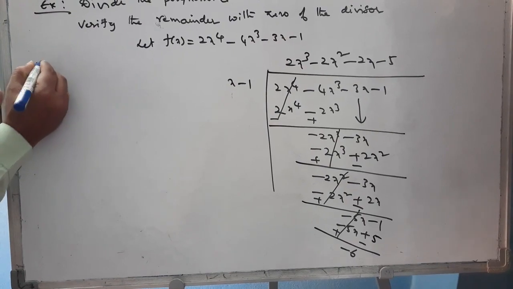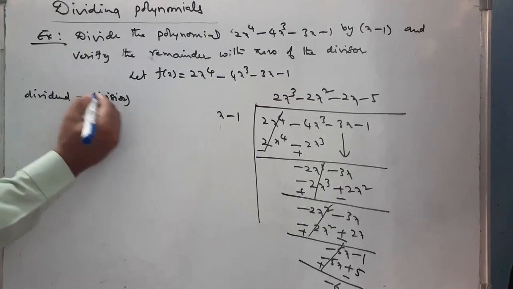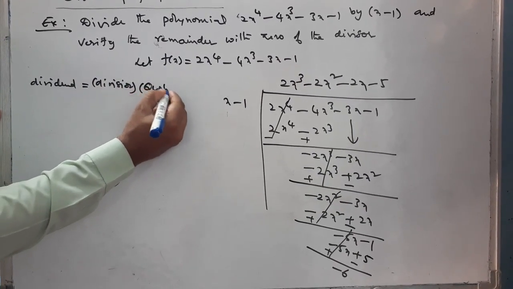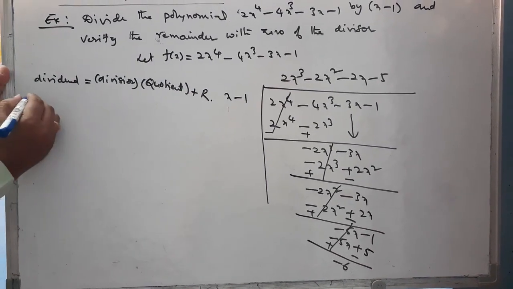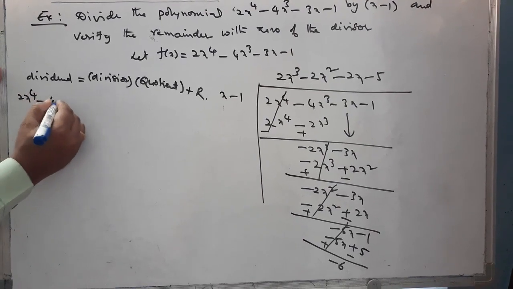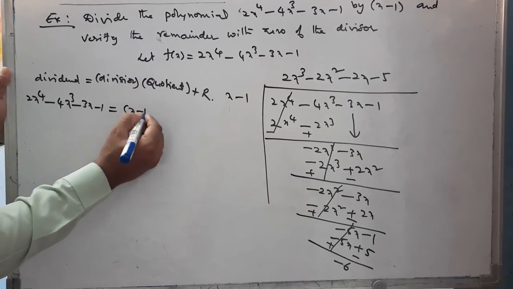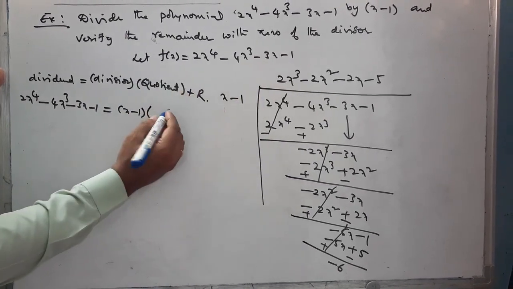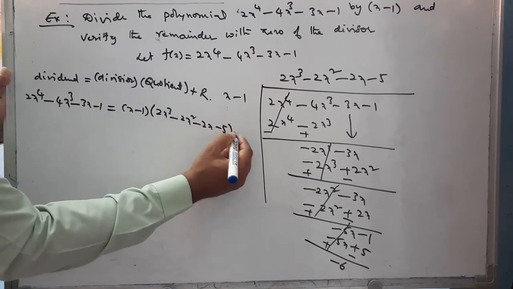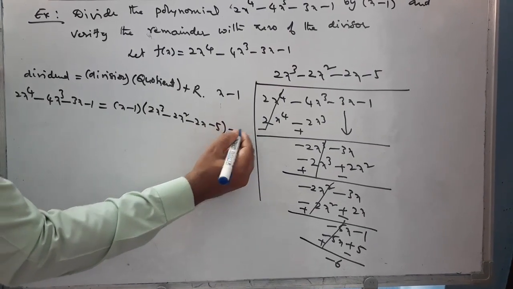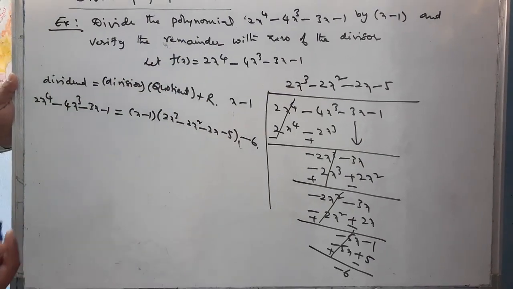We know dividend is equal to divisor into quotient plus remainder. So dividend is 2x to the power of 4 minus 4x cube minus 3x minus 1 is equal to divisor x minus 1 into quotient, that is 2x cube minus 2x square minus 2x minus 5, plus remainder minus 6. So now verify the remainder with the 0 of the divisor.